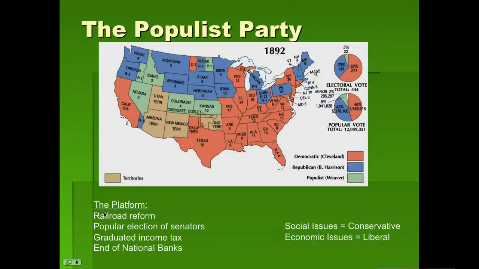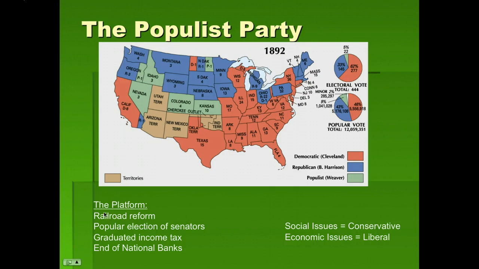So farmers organized a third party. This party was called the Populist Party, and it would be a force in American politics for about 10 years. Why are we talking about the Populist Party? Because a lot of the issues brought up by the Populists would later be incorporated by members of the Progressive Party.